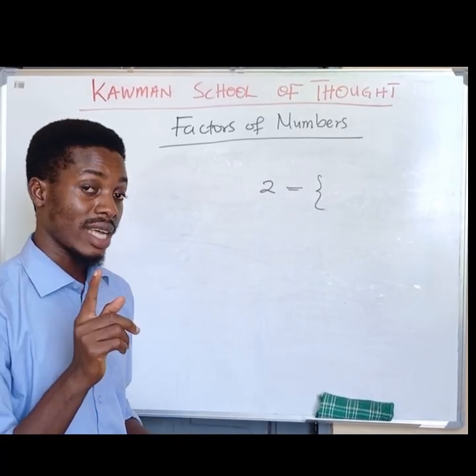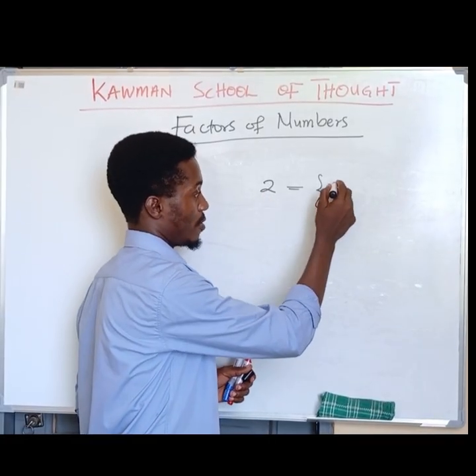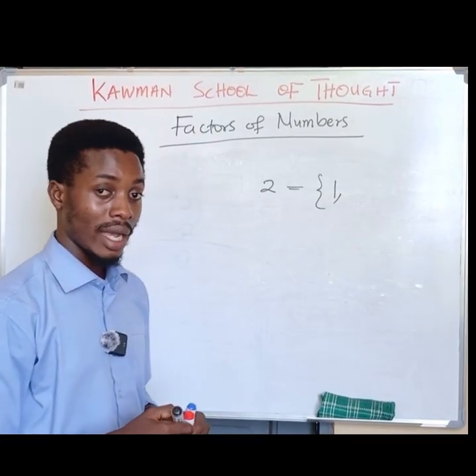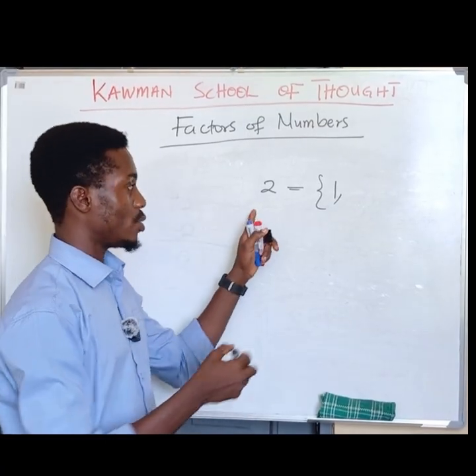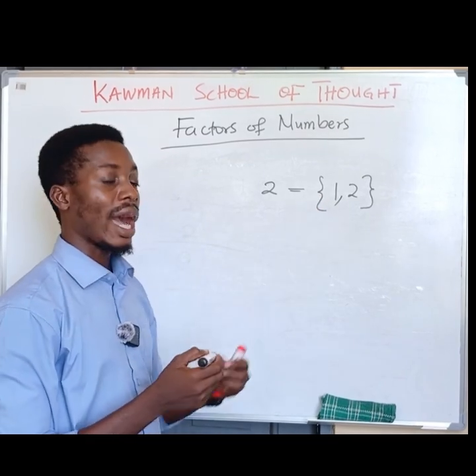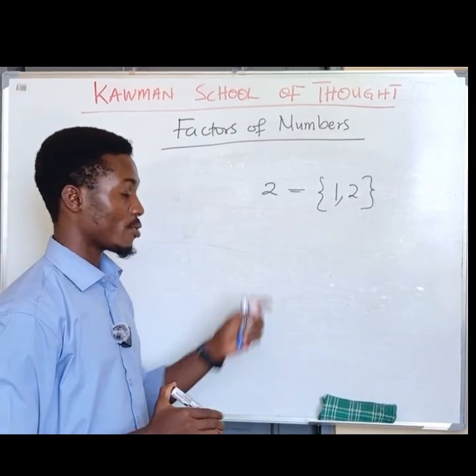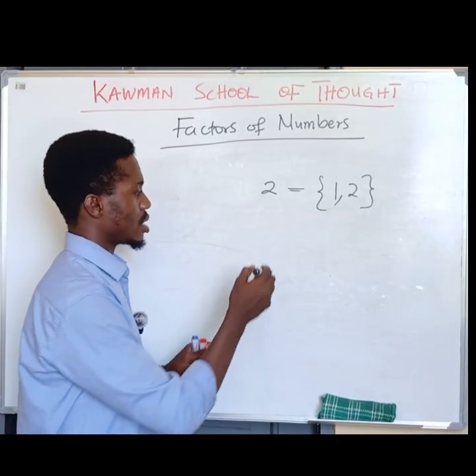An example of such a number is 1. So 1 can divide 2 how many times? 2 times. And then what other number can divide 2? 2 itself. So 2 can also divide what? 2. So in essence, this 1 and 2 are what we call the factors of this number 2, because they can divide it.